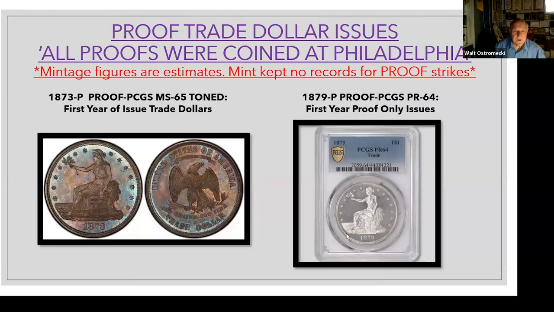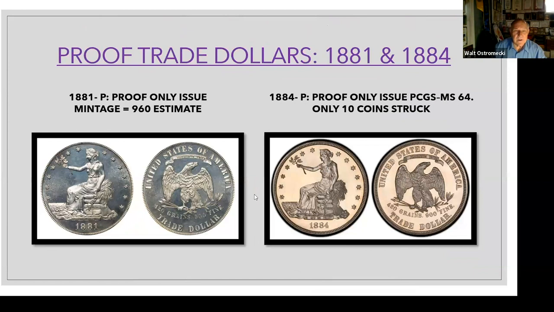Okay, proof $10 were issued, as I mentioned. I'm going to go roughly through this so I can get down to the end and hit my one-hour time limit. PCGS, I love. Nice one here. Then we want to get to the proof trade dollars towards the end.